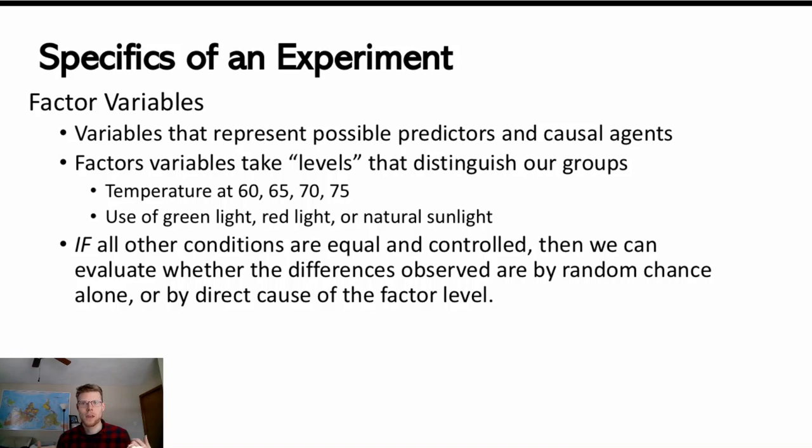And that would be the thing that we change, and then we try to hold everything else constant to see if we get differences in growth. That would be a numeric factor variable, or it's a numeric variable, but we could treat it as a factor variable where we set specific values for each group. We could also have a truly categorical variable, such as the color of light that you might use.